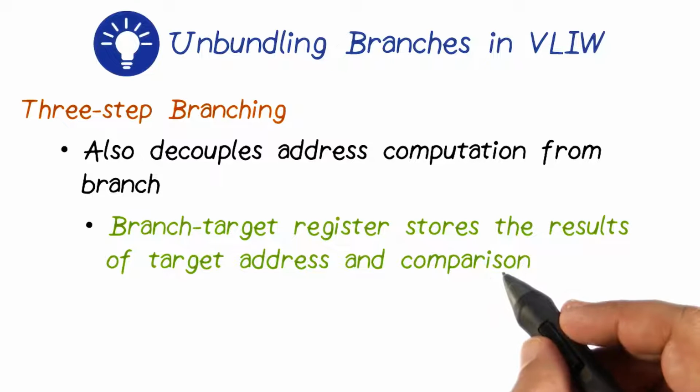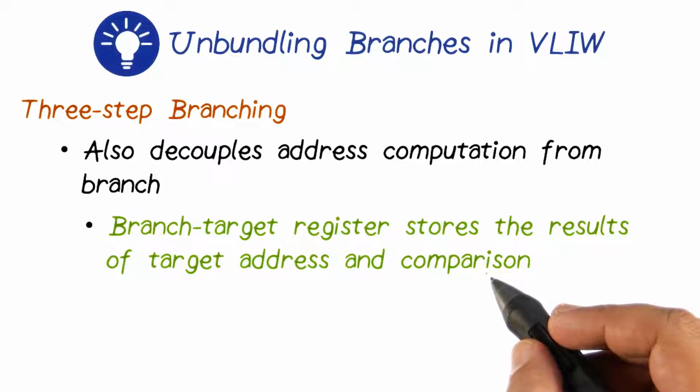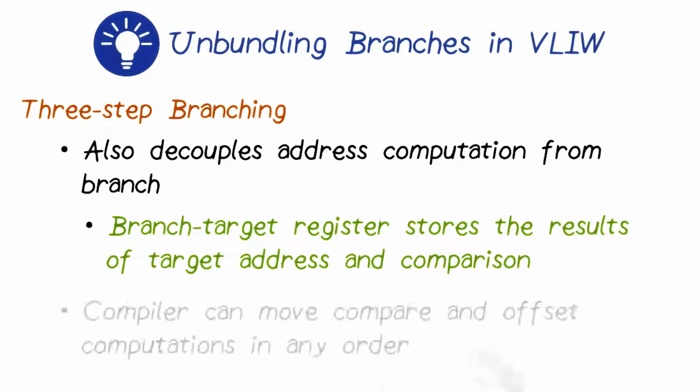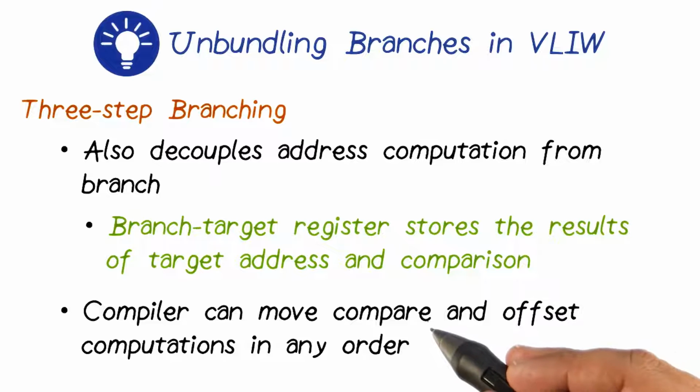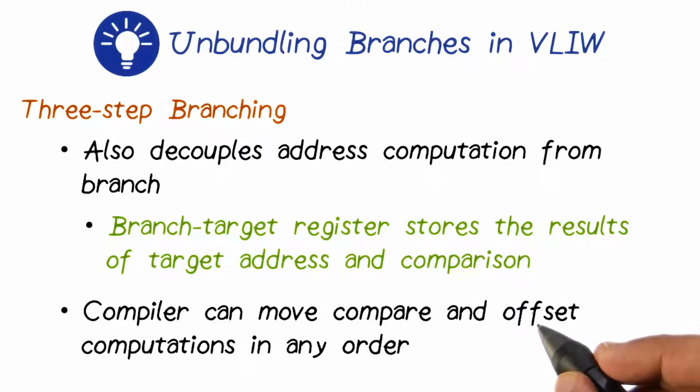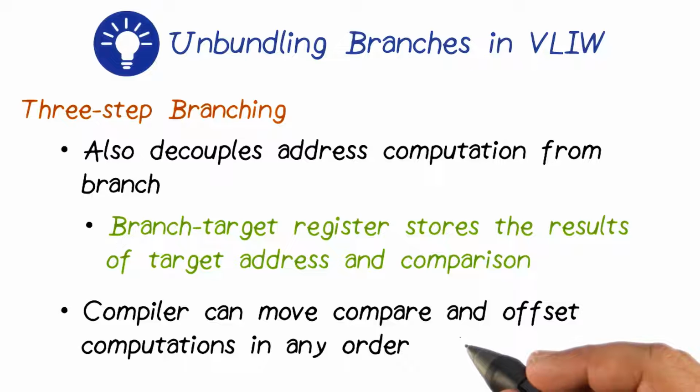Typically, 1 bit is reserved for noting the outcome, and the rest of the bits are reserved for the target address. And therefore, the comparison part and the address computation part are decoupled, and the compiler can move them around in any order. The compiler can therefore schedule it at an earlier point, and the number of delay slots that we have to leave after the branch jumps is now further reduced.